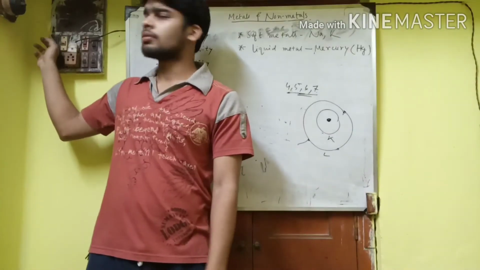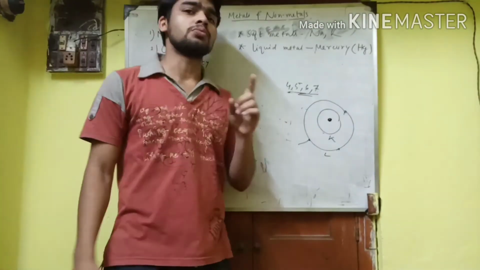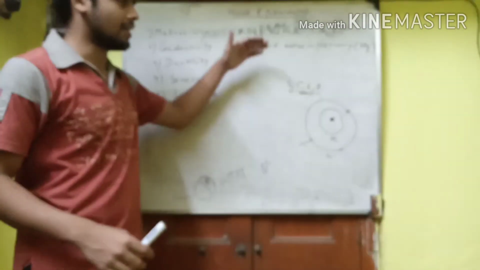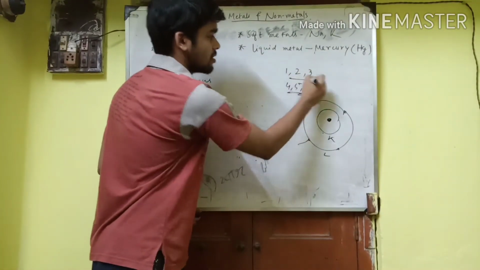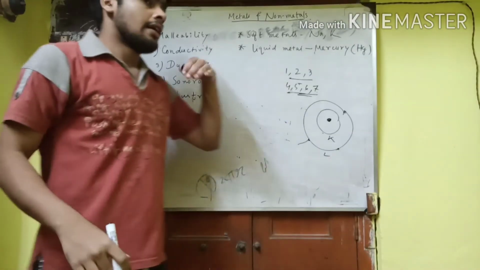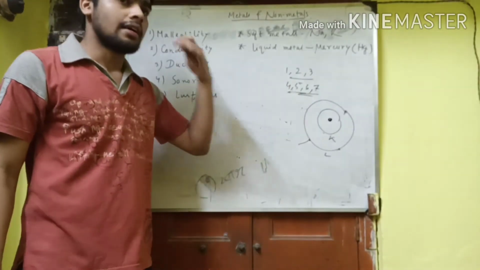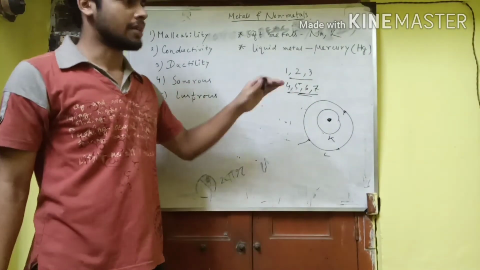The basic idea about metals and non-metals is that metals are the elements in which the number of valence electrons in the atoms is 1, 2, or 3, so that they can lose those electrons and become stable.